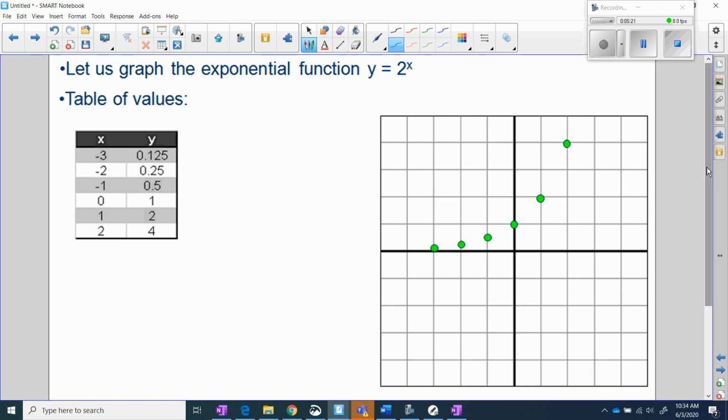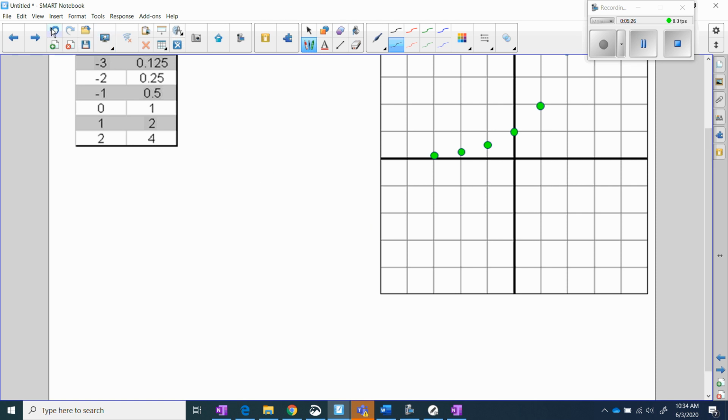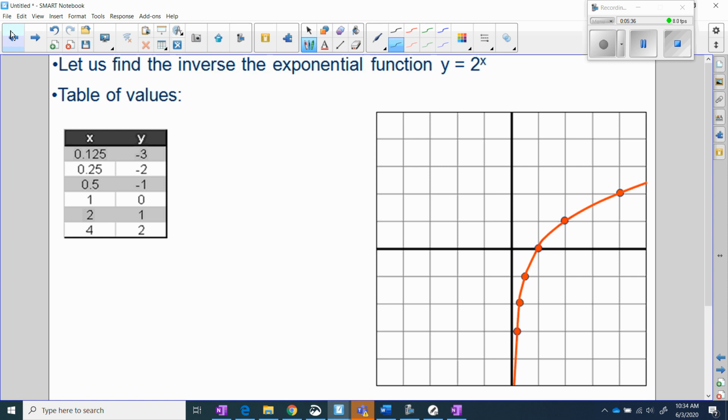If you switched all those points and graphed them, basically doing the inverse, these are going to become the x's, and these are going to become the y's. Let's have a look at that. Oops, I went too fast. Let's look at that graph. So if I switch them, look at this graph.